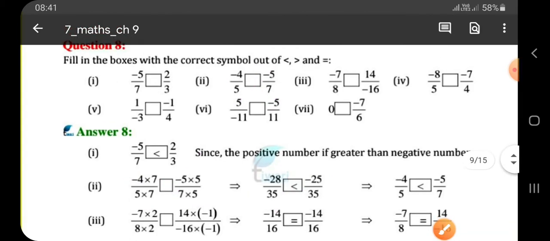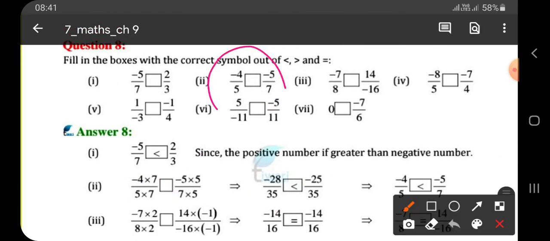Understood? Let me repeat. If the denominators are different, then you have to find out the LCM of the denominators. Then make the denominators same and then compare both the fractions. If they both are negative, then you have to imagine the number line. And if both the numbers are positive, then directly you can see.